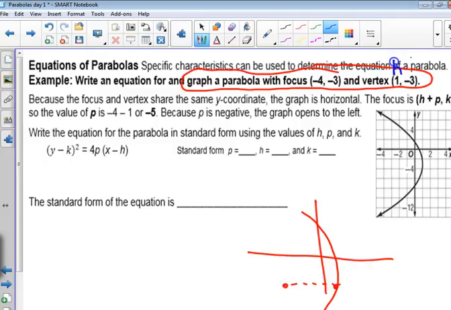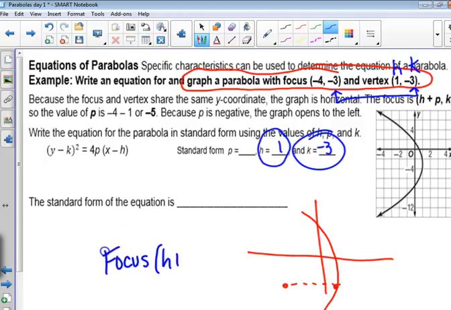Vertex is (h, k). So what do you know right away? h is 1 and k is -3. Everybody okay with that? All right. Now, if you looked on here, even if you didn't graph it, which parabola has the same k on the focus? The one that opens up and down or sideways? Sideways, right? k stays the same. And for that focus on that sideways one, the recipe is (h plus p, k).